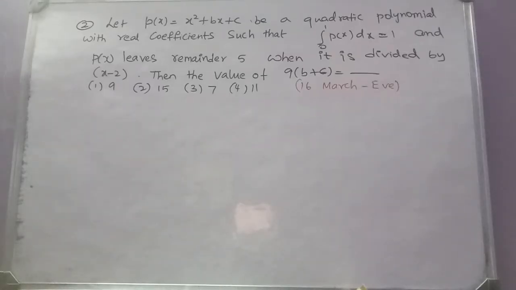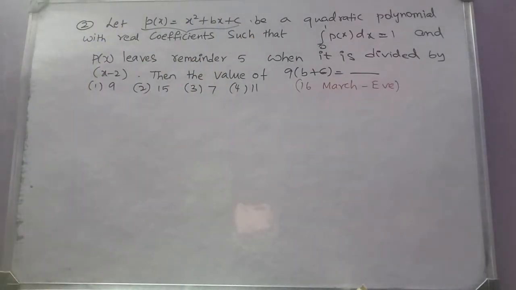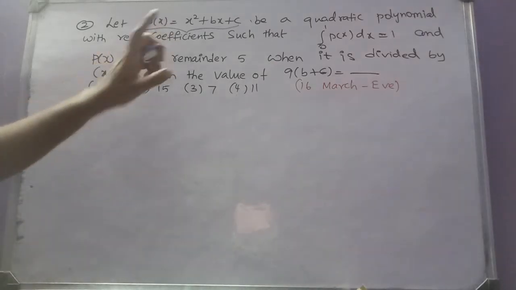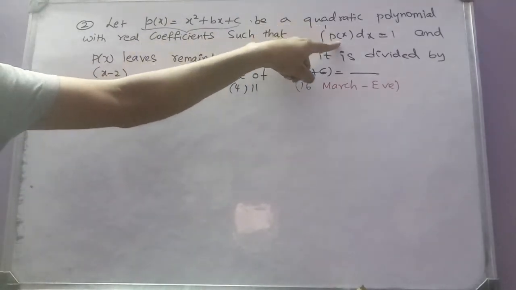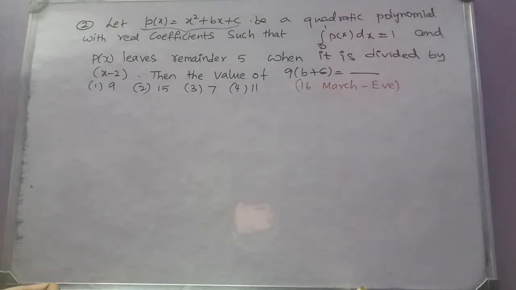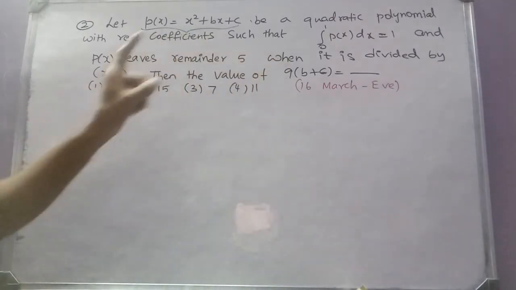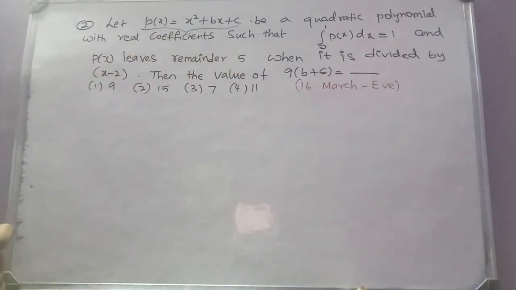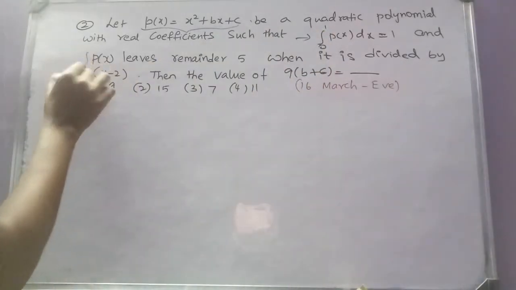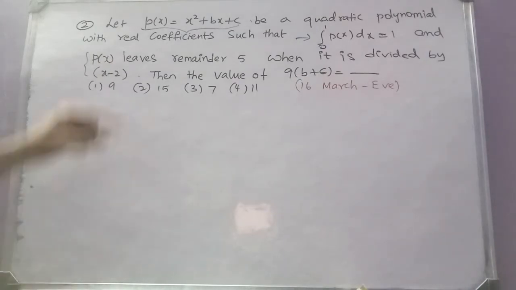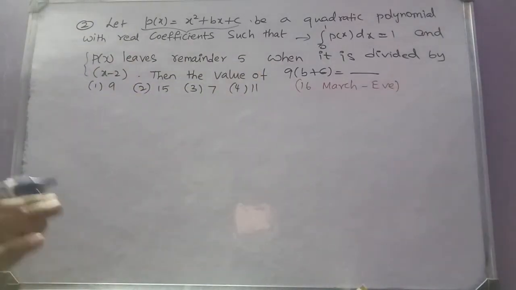Our second question: let p of x equal x square plus bx plus c be a quadratic polynomial with real coefficients, such that integral 0 to 1 p of x dx equals 1. So you should have basics of definite integration. And p of x leaves remainder 5 when it is divided by x minus 2. Then find the value of 9 times b plus c. So you are supposed to use these two clues, find the quadratic polynomial, and then find the value of 9 times b plus c. But it is basically very easy.